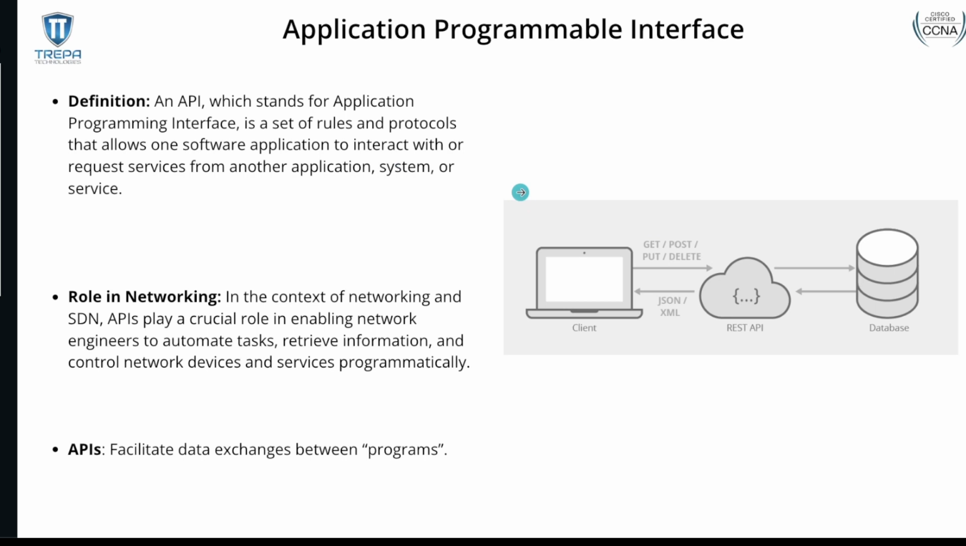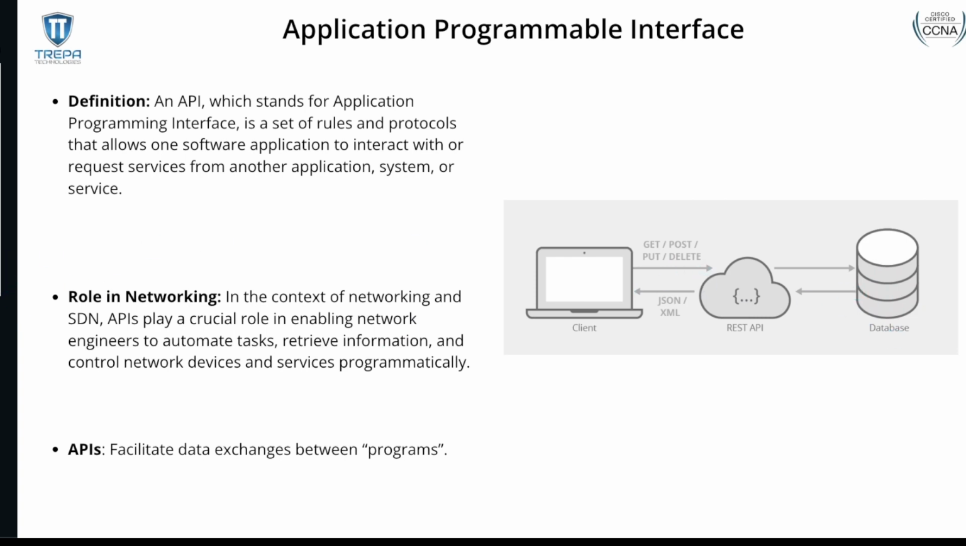Now, before we get any further, let's go over what an API is. API stands for Application Programming Interface. It is a set of rules and protocols that allows one software application to interact with or request services from another application, system, or service. A typical API you'll see is an HTTP request, right? A get, post, put, delete, getting information from a database when you go on someone's website. It happens every single day when you're on the internet and you don't know about it.